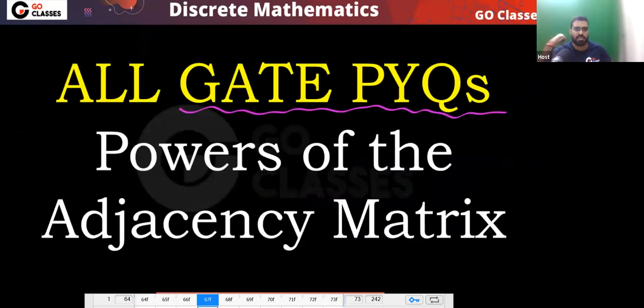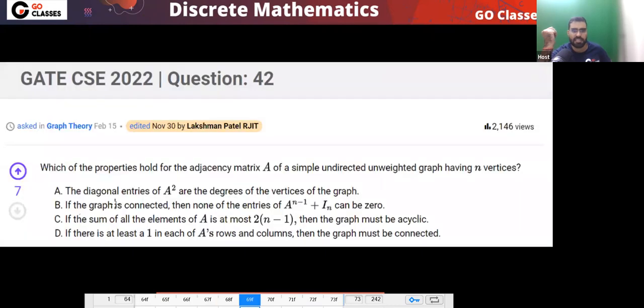Now let's move on. Let's see the GATE questions. So take your copy and pen because you are going to solve them. All the GATE questions on powers of the adjacency matrix. Let's see this.